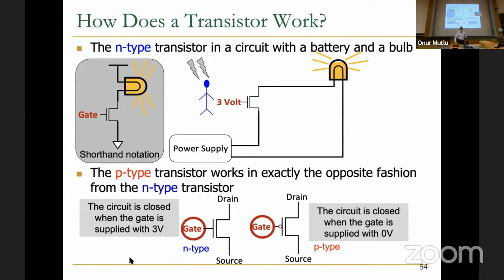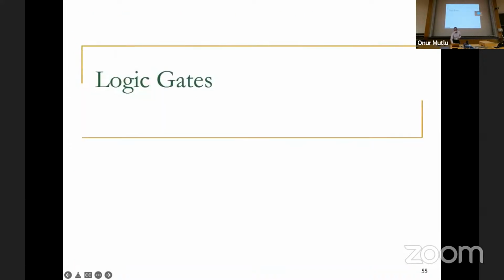You may ask the question, why don't we have just N-type and P-type? That's the reason, basically. There's a lower level reason for that, and we will see that in a little bit. Okay, hopefully that makes sense. Okay, now let's construct some logic gates from these things.